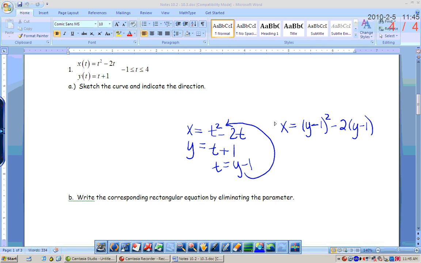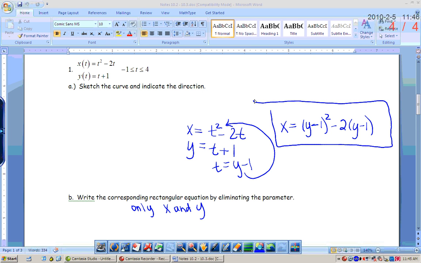And I shouldn't have used the rectangular equation. Basically that just means x's and only x's and y's. Sometimes it will be a function, sometimes it won't. And what we had just graphed, was that a function? No. So we're not going to be able to solve for y very easily, and we're not ever very interested in simplifying things, so I've done exactly what they've asked me to do. I've eliminated the t. I have an equation that just has x's and y's in it.